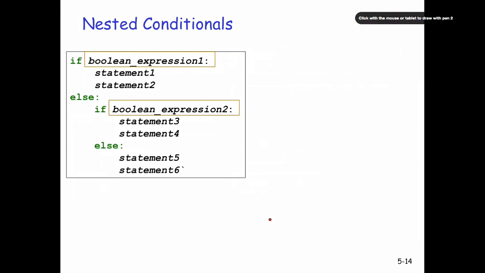A very common pattern that we see is a case where the else clause of a conditional contains another if expression. What this means is if Boolean expression 1 is false, then we will come and execute the else clause, which itself will execute another conditional, and that will test if Boolean expression 2 is true, in which case we'll execute 3 and 4, and if both Boolean expressions 1 and 2 are false, we will execute statements 5 and 6.